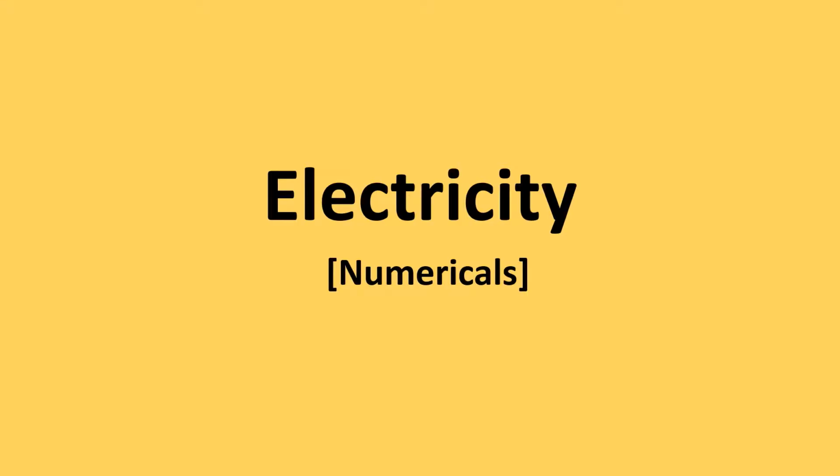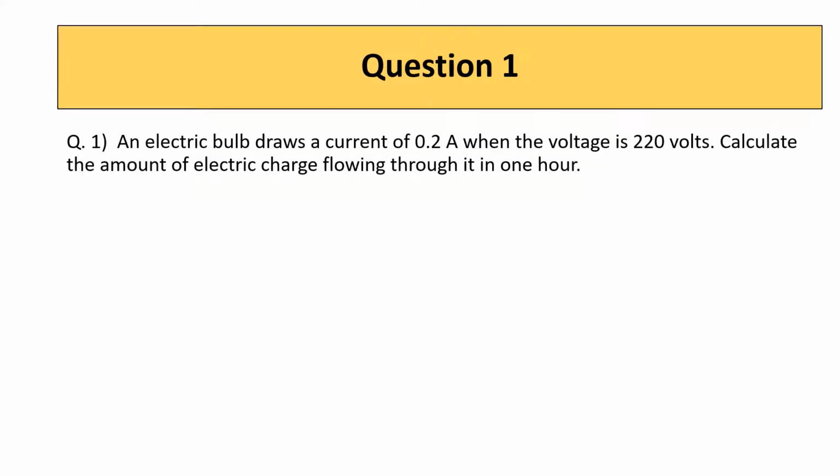Students, let us do some numericals on this chapter, electricity. The first question is that an electric bulb draws a current of 0.2 ampere when the voltage is 220 volts. Calculate the amount of electric charge flowing through it in 1 hour.